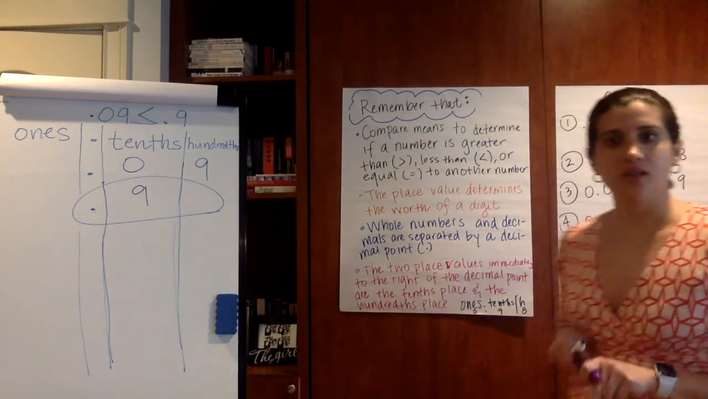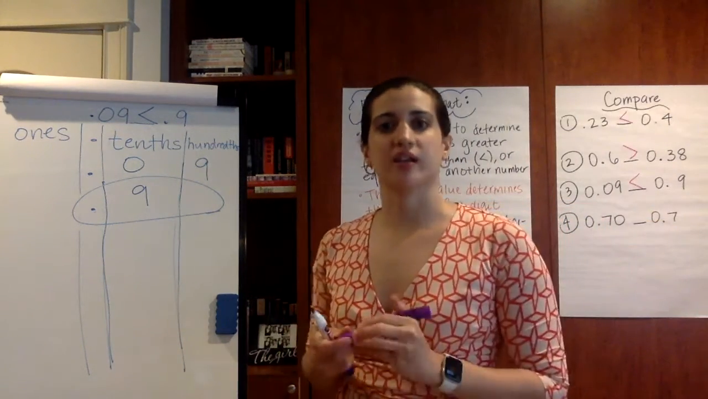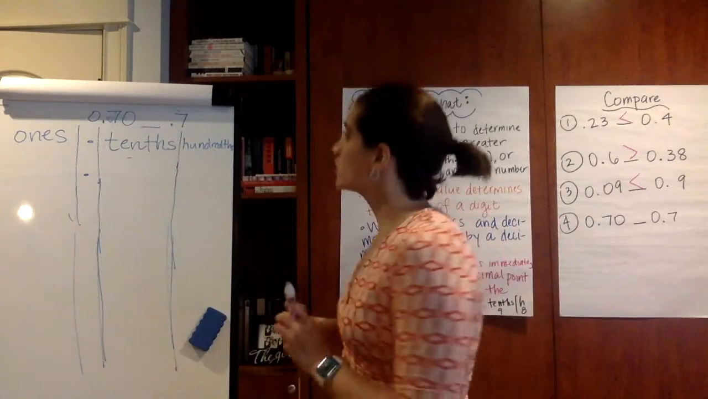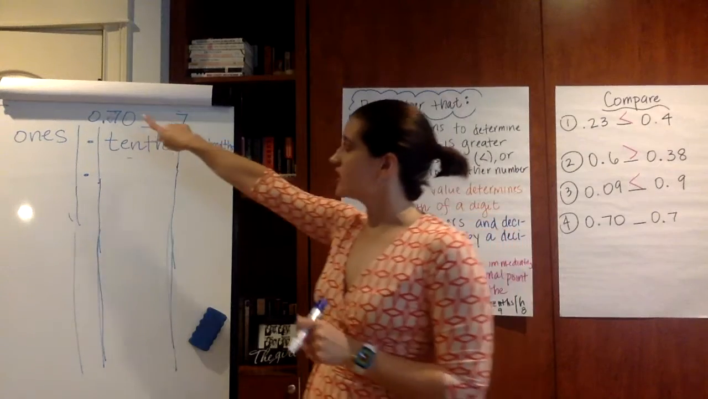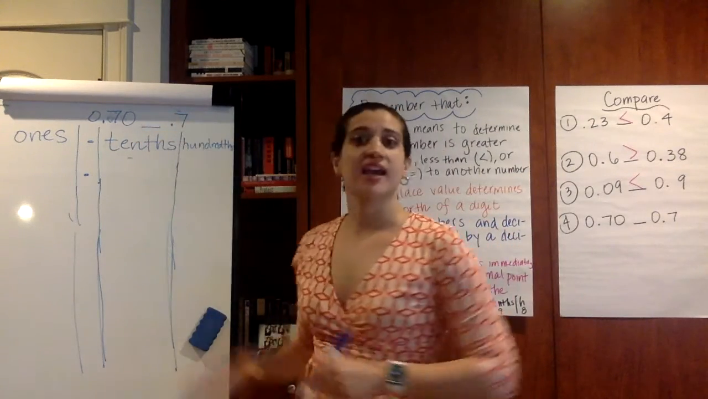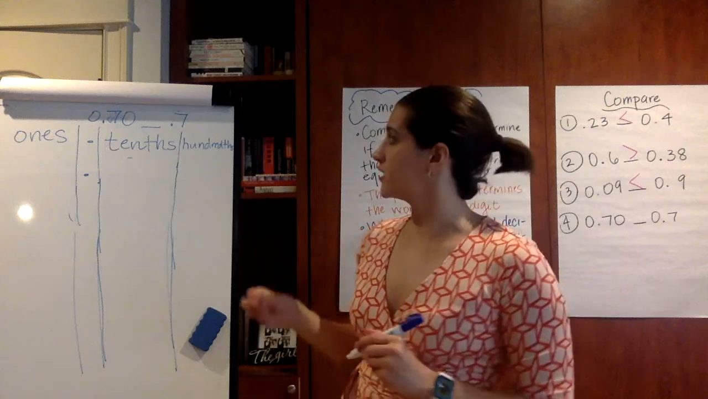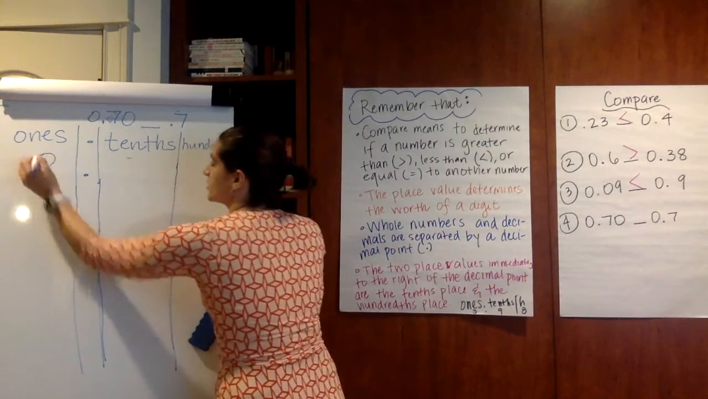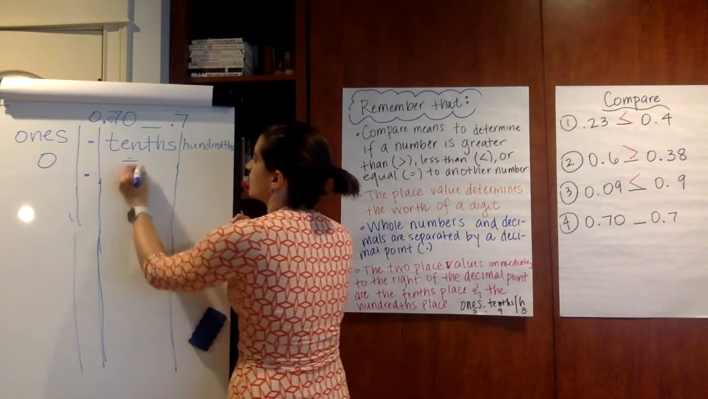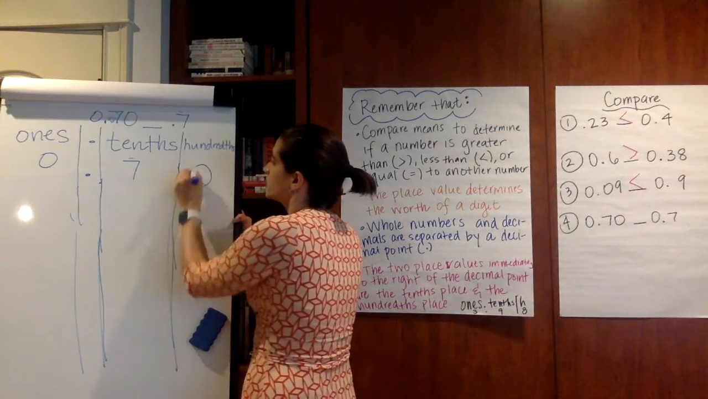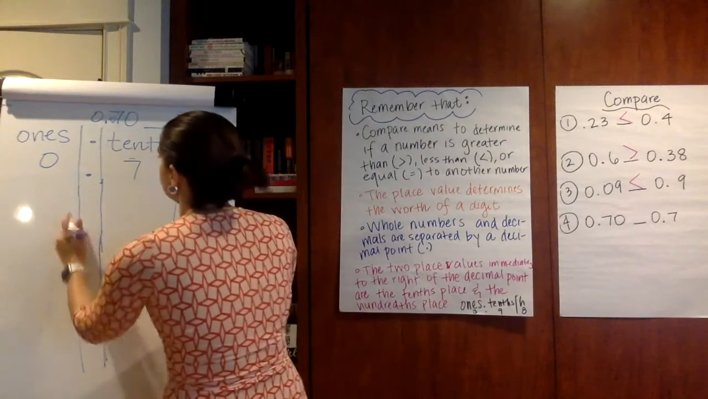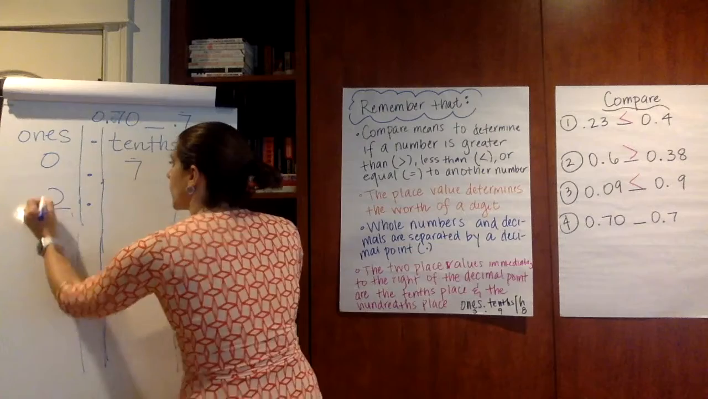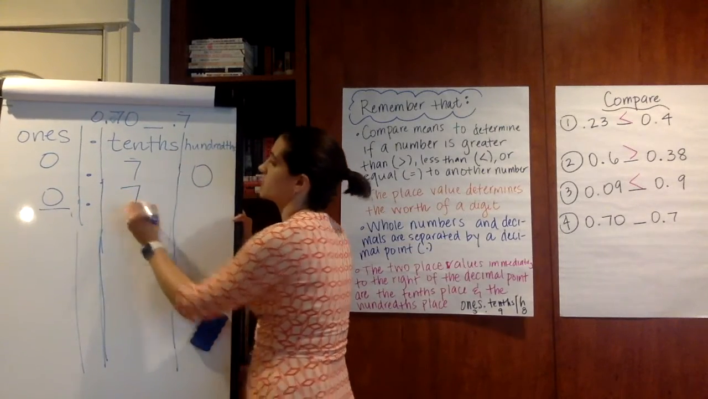Let's do a final one to help us fully understand and review this. The last one has 70 hundredths and 7 tenths. And I once again help myself out by putting in the place value chart. I have 0 in the ones place, 7 in the tenths place, and 0 in the hundredths place. And then for the next one, I have blank or 0 in the ones place, 7 in the tenths place.